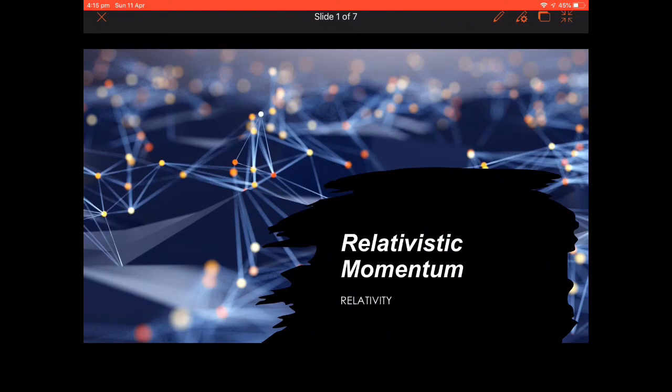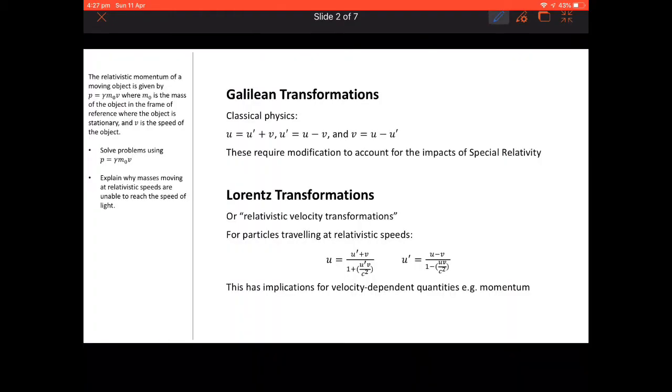Welcome to the last video in the relativity series. The final topic of this one is relativistic momentum. So the relativistic momentum of a moving object is given by the Lorentz factor times the mass of the object in the frame of reference in which it's stationary, and then times the velocity of the object. So this equation here.